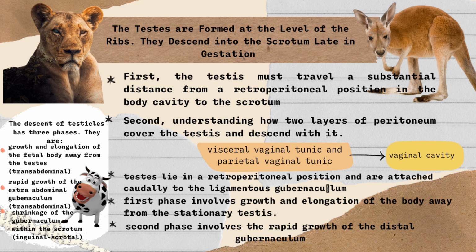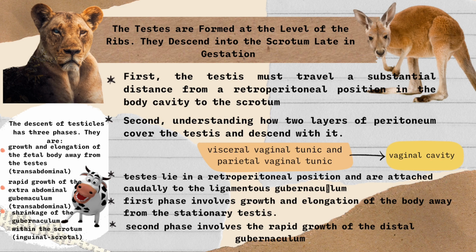The testes lie in a retroperitoneal position and are attached caudally to the ligamentous gubernaculum. See figure 4-8. The gubernaculum extends caudally and resides in the area of the future scrotum. As the fetal body grows, the testes are pushed against the peritoneum. This pushing out causes the peritoneum to wrap around the gubernaculum and the testes. See figure 4-8.